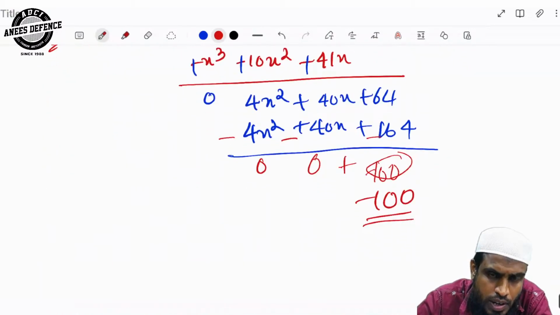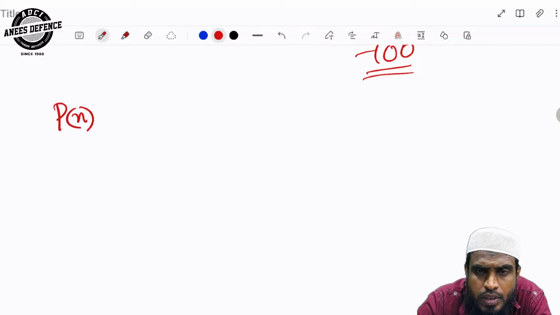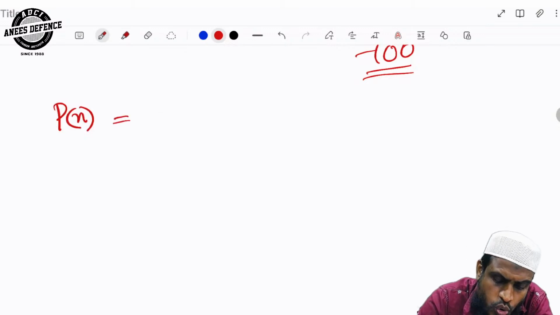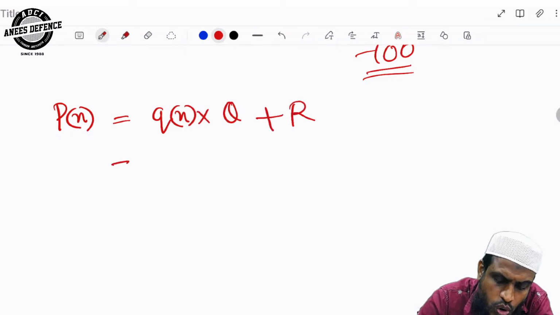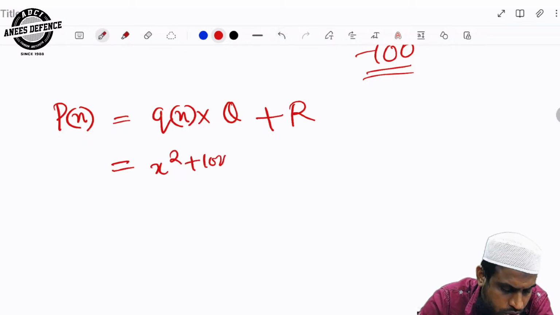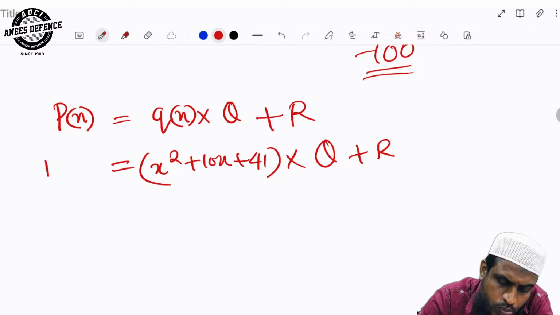So we can write dividend is equal to quotient into divisor plus remainder. So you can write P of x is our dividend, Q of x into quotient plus remainder. So what is Q of x? X square plus 10x plus 41, into quotient x square minus x plus 4, plus remainder, equal to P of x.